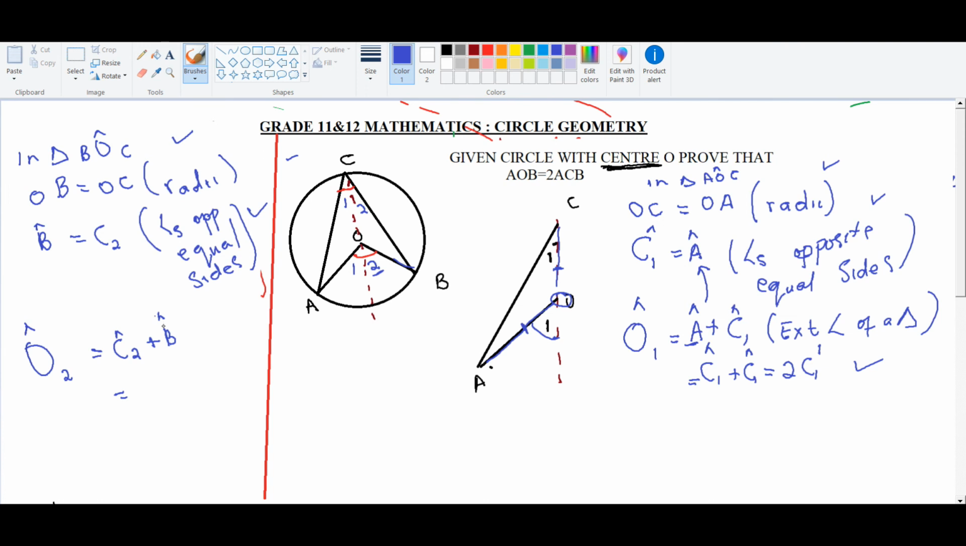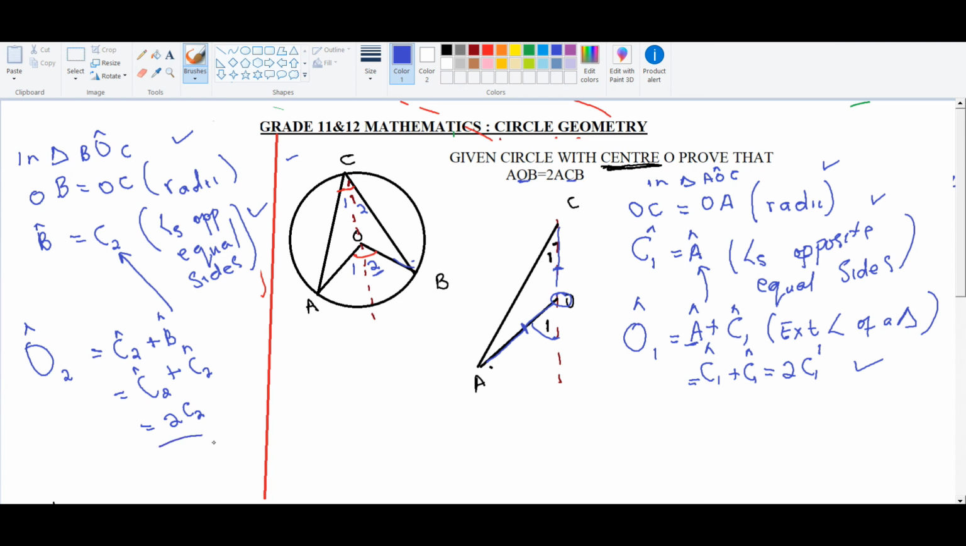Now, which angle do we need? Remember, I said we want to relate angle O and angle C, the center circumference theorem. So, which angle is not part of O and C? B is outside there. So here we have to replace the B with C2. Remember, you said B is equal to C2, so we can write that C2 here. In the place of this B, we replace it and have C2. So what do you have? You have 2C2, right?